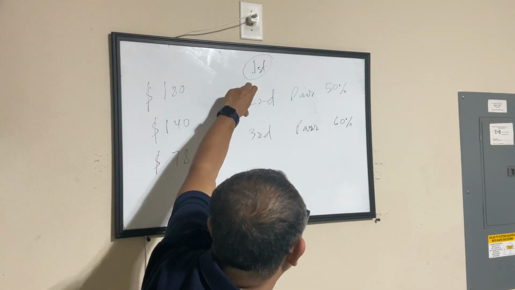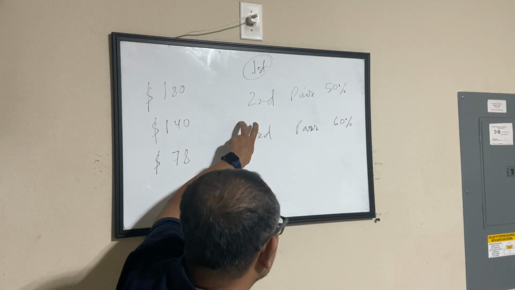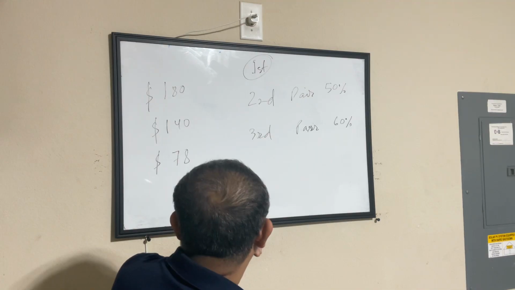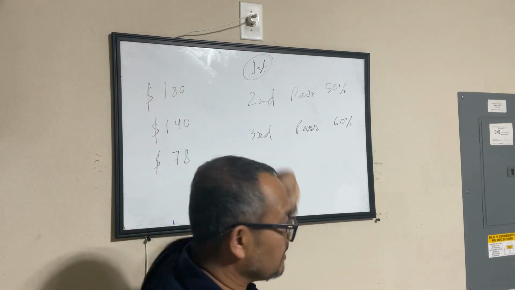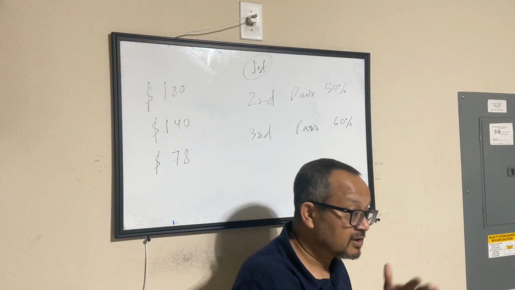So this is a discount on every pair. On the second pair, 50%. On the third pair, 60%. First pair is no discount. So now I know that if I buy one pair of shoes, no discount. Look at the sticker price, paid, done. There is no discussion needed.